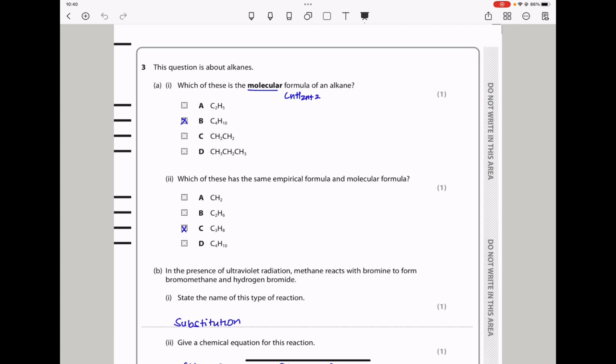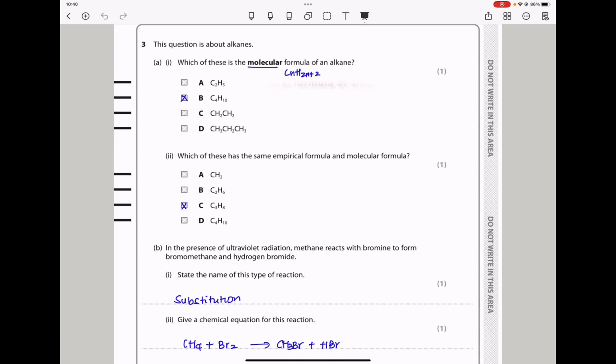Question 3. This question is about alkanes. Which of these is the molecular formula of an alkane? So alkanes have C n H 2n plus 2. The answer here is going to be this. This is an alkane as well, but it's not in molecular formula state. It is in a structural formula state. So this is the only alkane with a molecular formula displayed here.